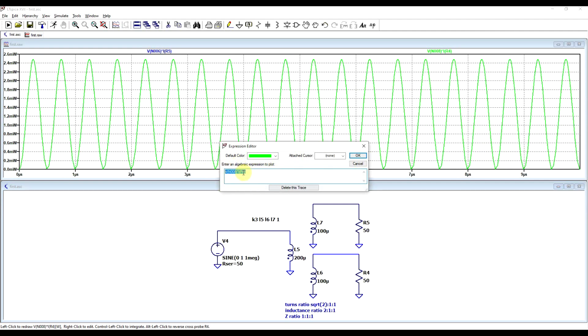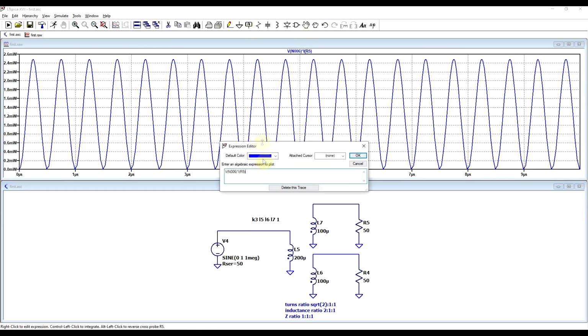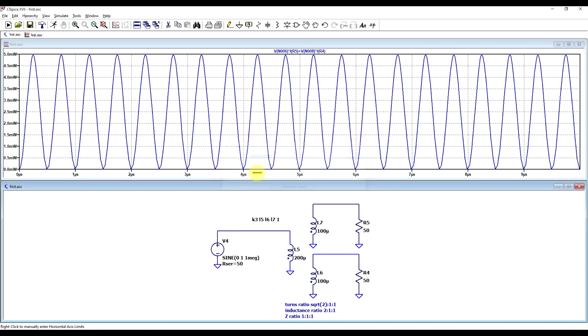So we can copy the expression of the power delivered to the second load, and simply add it to the power delivered to the first load. So we can let LTspice calculate the total power being delivered to the two loads, which is the 5 milliwatts. So again, everything is matched.